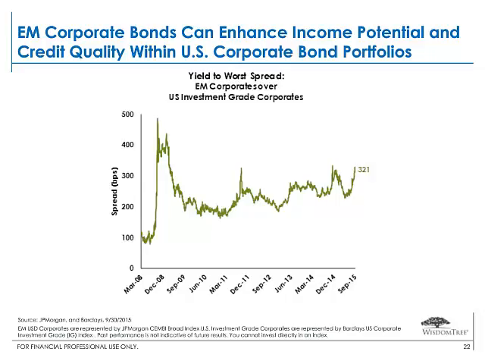So what we show in this slide is the spread between EM corporate bonds relative to U.S. investment grade corporates. And as you can see, at 321 basis points, this represents one of the highest levels that we've seen in the asset class going back all the way to the global financial crisis.